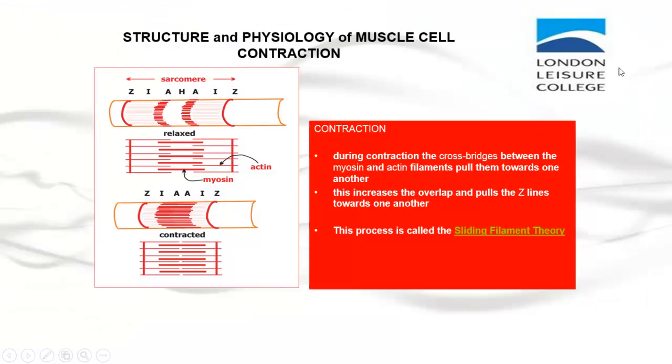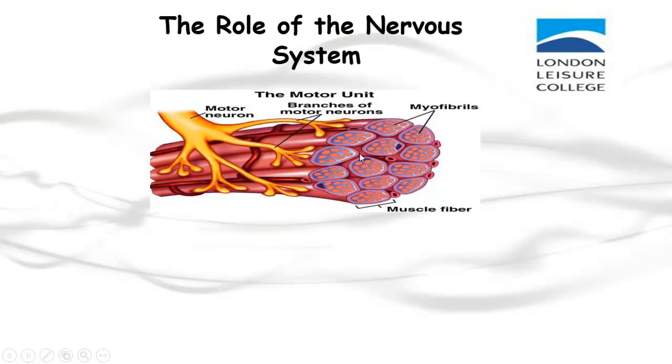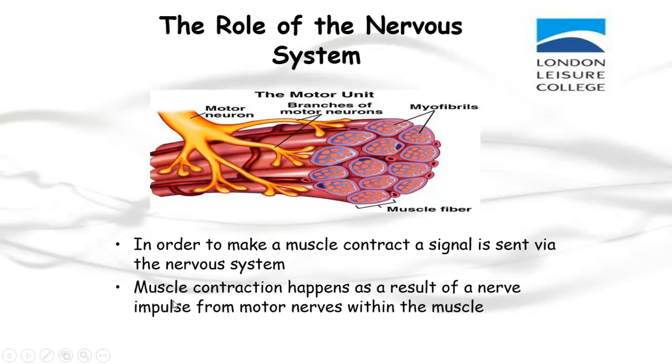Let's look at the role of the nervous system. So here we have bundles of muscle fibers. Okay, then you have the nerve. This is the motor neuron, and these are basically the branches of the motor neuron. The motor neuron is basically the nerves. So in order to make a muscle contract, a signal is sent via the nervous system. Muscle contraction happens as a result of a nerve impulse from the motor nerves, which is here within the muscle.